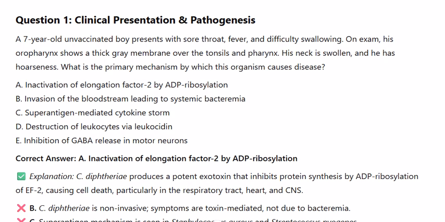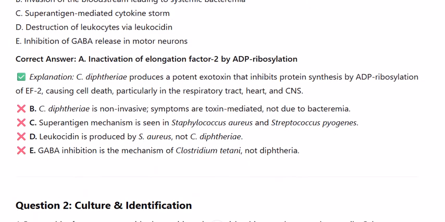Explanation: C. diphtheriae produces a potent exotoxin that inhibits protein synthesis by ADP ribosylation of EF2, causing cell death, particularly in the respiratory tract, heart, and CNS. B. C. diphtheriae is non-invasive. Symptoms are toxin-mediated, not due to bacteremia. C. Superantigen mechanism is seen in Staphylococcus aureus and Streptococcus pyogenes. D. Leukocidin is produced by S. aureus, not C. diphtheriae. E. GABA inhibition is the mechanism of Clostridium tetani, not diphtheria.